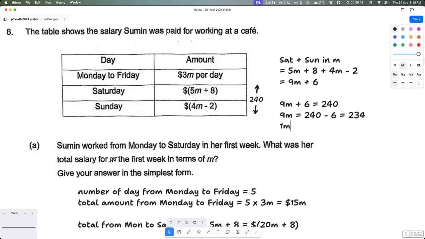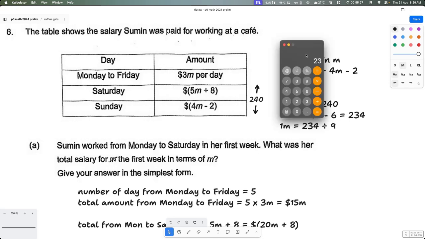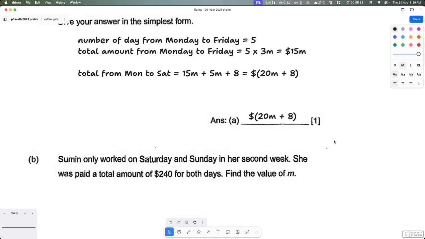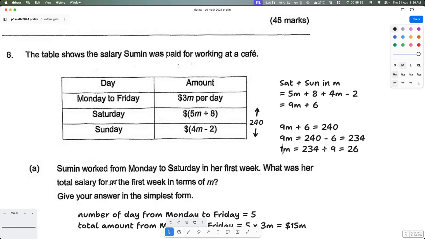So 1M is equal to 234 divided by 9. Then let's use the calculator. 234 divided by 9 will give us 26. So there you go, that's your answer for what is 1M. Alright, let's move on to the next question.